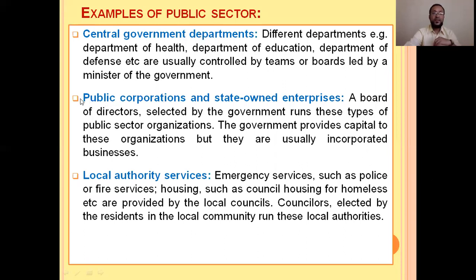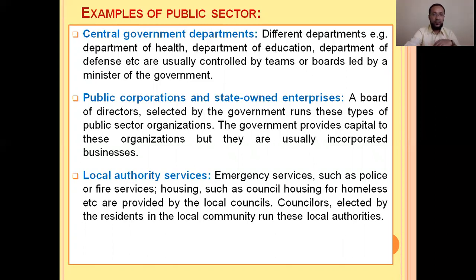Next is public corporations and state-owned enterprises. A board of directors selected by the government runs these types of public sector organizations. The government provides capital to these organizations, but they are usually incorporated businesses. Incorporated businesses means these businesses have their own legal separate identity, although it is owned by the government.